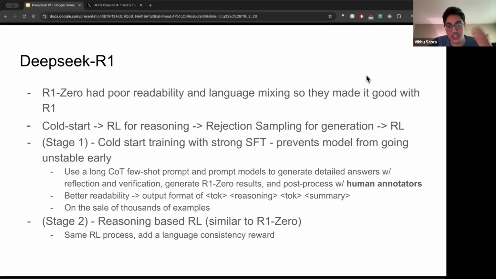Okay, quick level: what are these 4 stages? Stage 1, cold start. You have that DeepSeek V3. Cold start the training with strong SFT. SFT on what you want; this prevents the model from going unstable. Use a long chain of thought, few-shot example prompt to generate some good detailed examples of what we want. So generate some good reasoning examples, some reflection, verification, generate from R1-Zero, post-process these, have human annotators look at them. This is on the order of thousands of samples, so nothing crazy, but this just starts the model off. So let's get the base model to do some basic SFT.